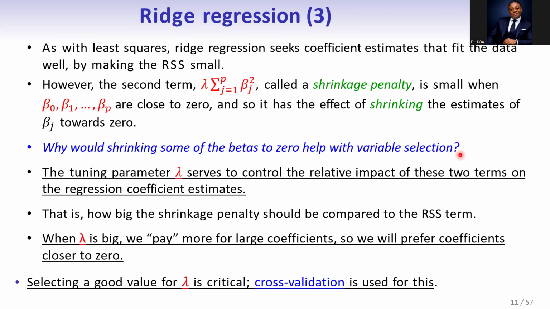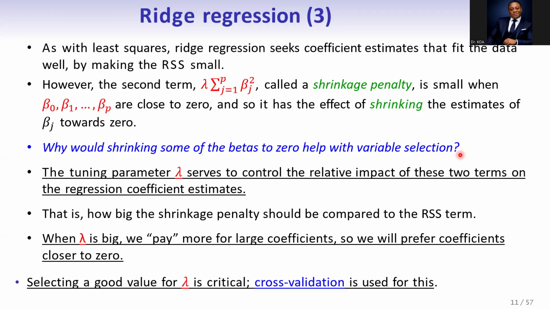That means that if the lambda is big, and the lambda is the same as alpha in the software, you're going to pay more for having large coefficients. So you have to prefer the coefficients closer to zero than those far away from zero. That is when lambda is big. When lambda is small, you're going to see that we are going back towards OLS.